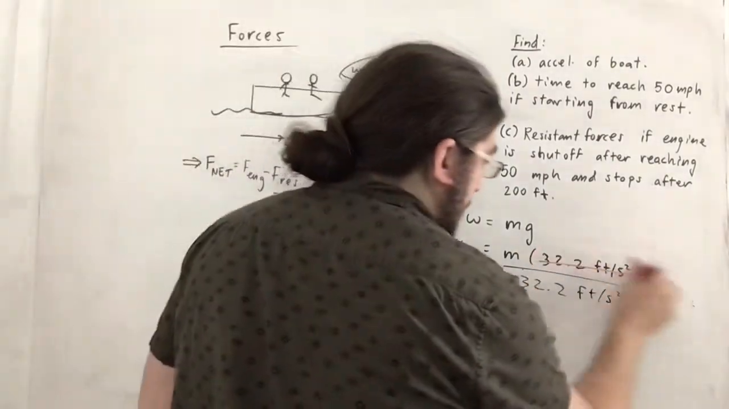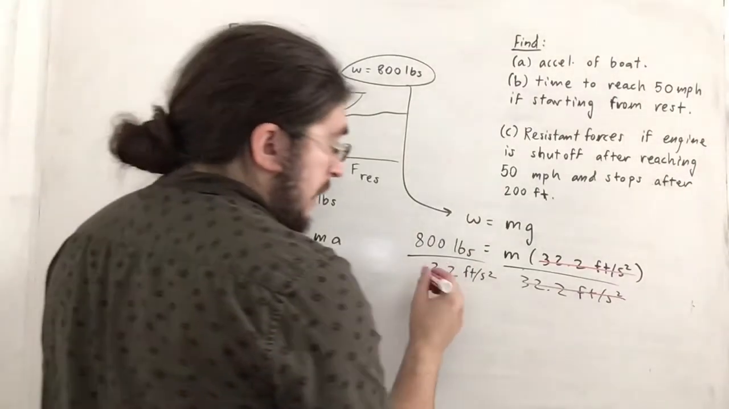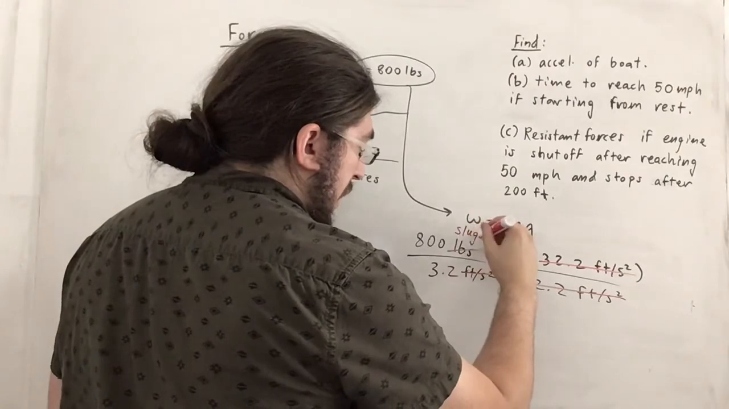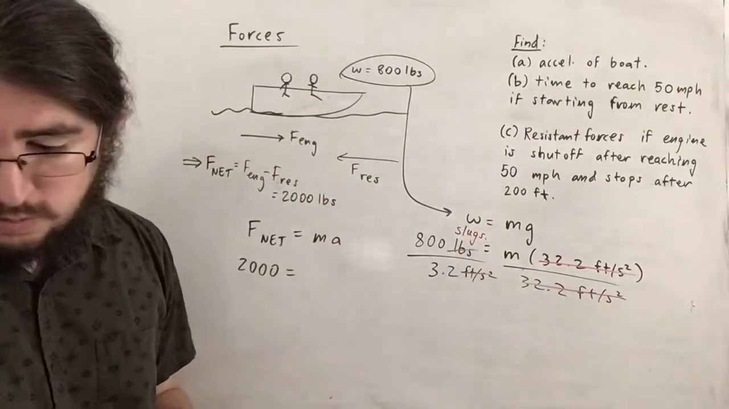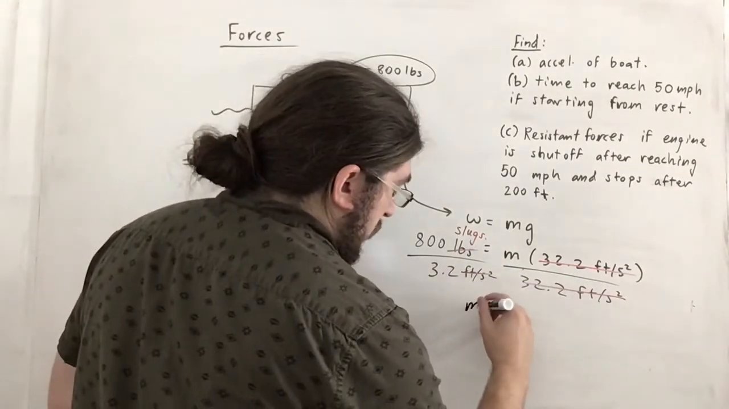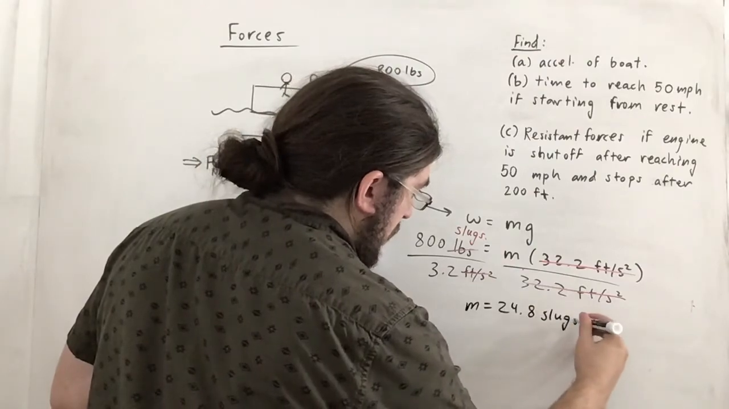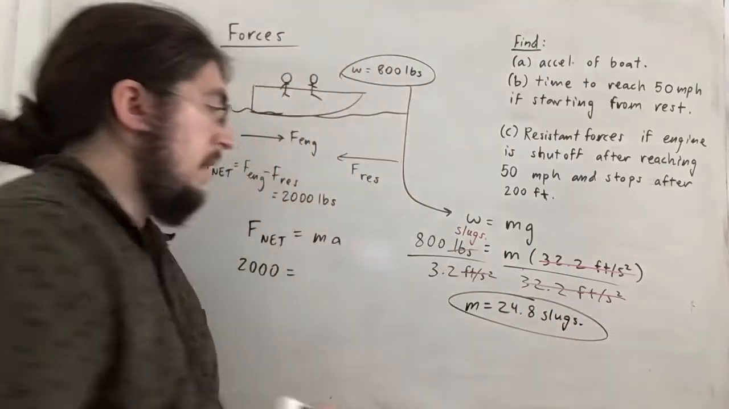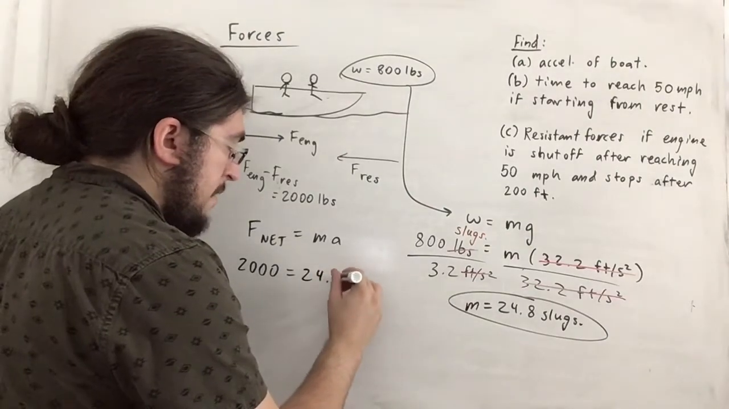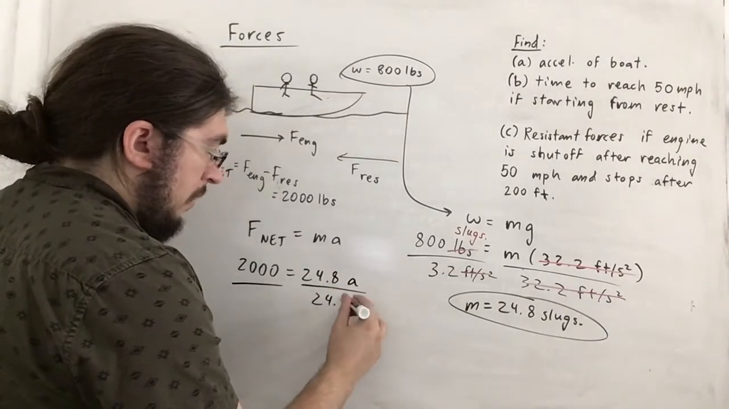Just to see that happening here. Since pounds is slugs times feet per second squared, canceling these out will leave us with the unit slugs. And like I said, the answer of this division was 24.8. So our mass is equal to 24.8 slugs. Perfect. Now we can plug that in here to find acceleration. So that's 24.8 times the acceleration. Now dividing by 24.8 here.